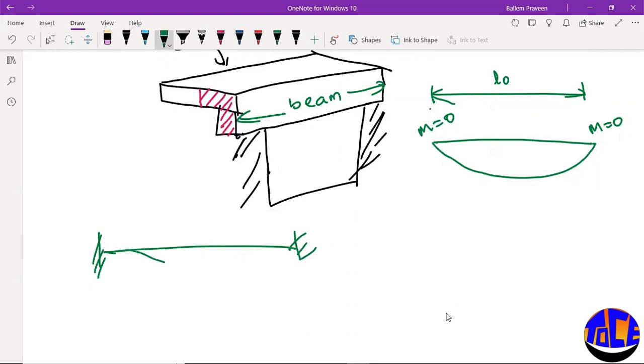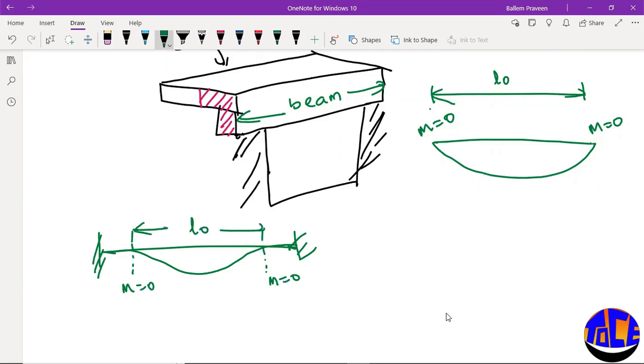The moments are something like this. At the support the moment is not 0; slightly before the support, the moment becomes 0. Beyond the support you will get 0 moments. So here you have 0 moment, and here you have 0 moment. The distance between these two will be your L0.